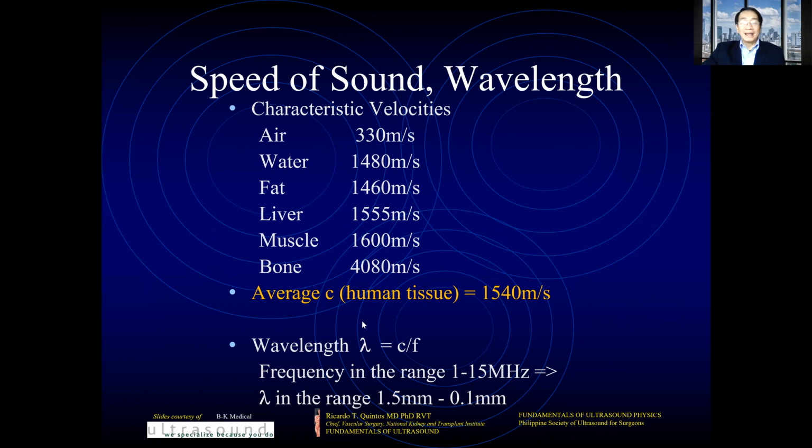To simplify, the average acoustic velocity in human tissue is about 1,540 meters per second. And this is the value which is inputted into most ultrasound machines in order to make computations as to what the average speed of sound is in human tissue.